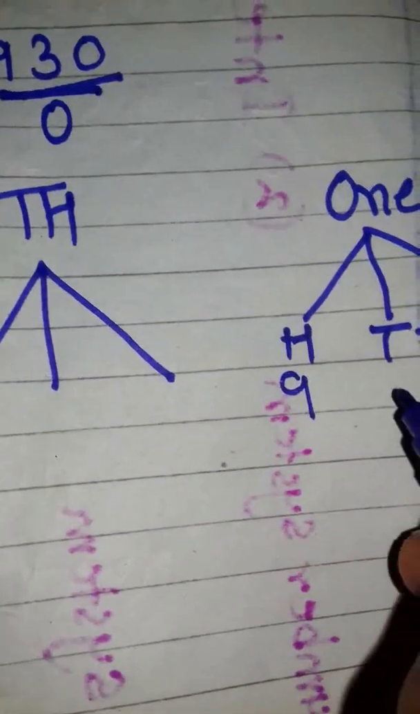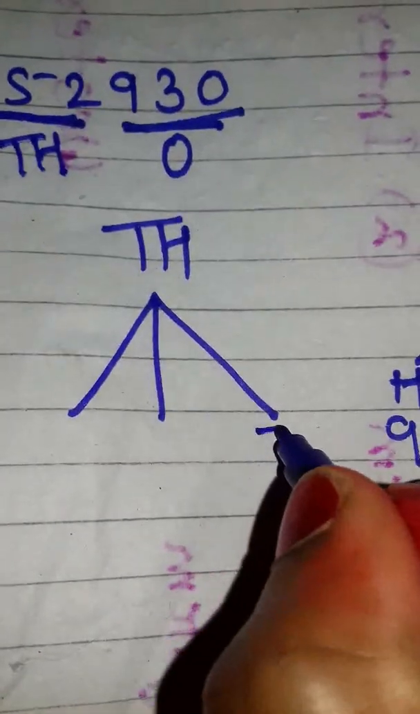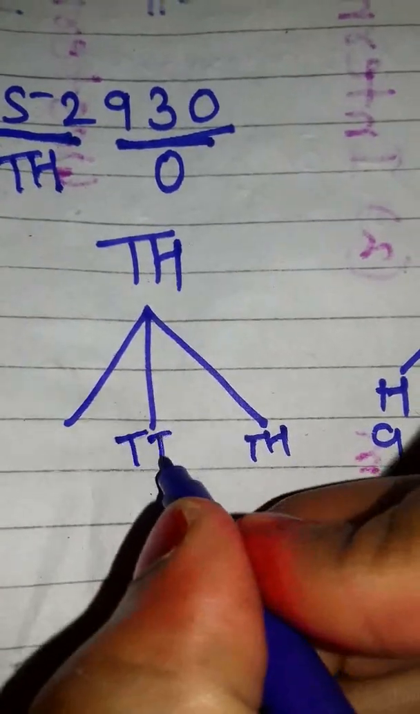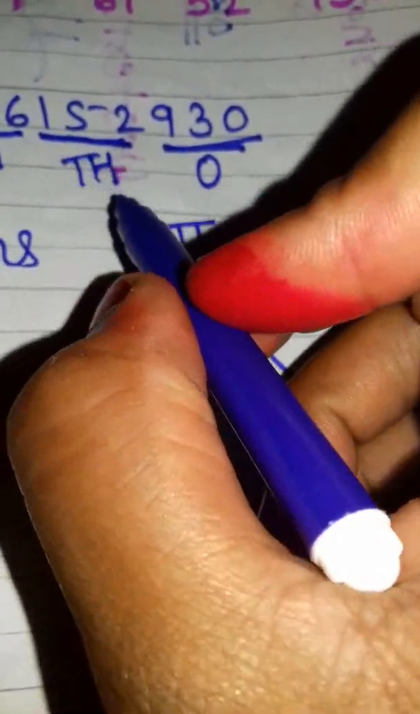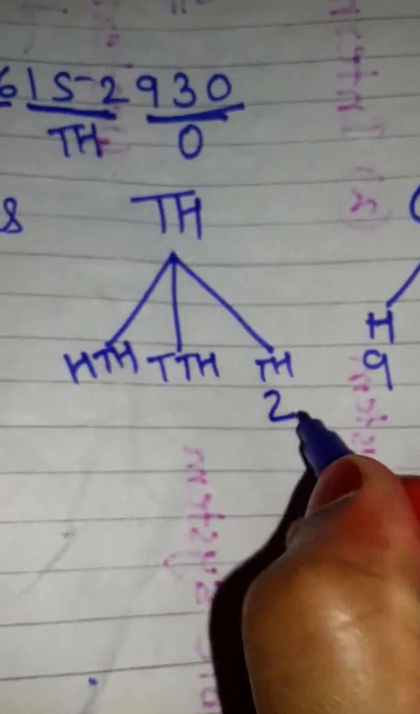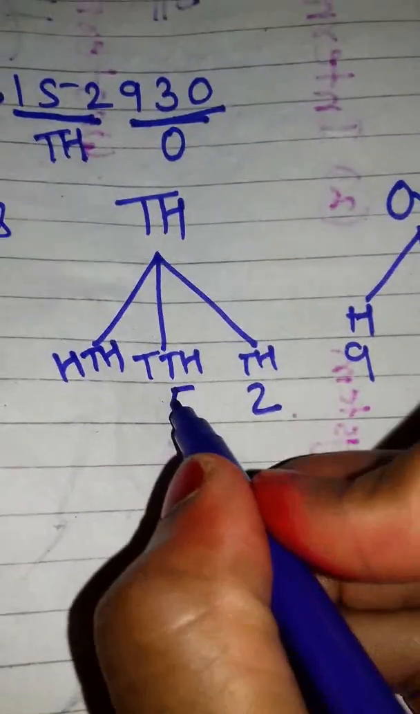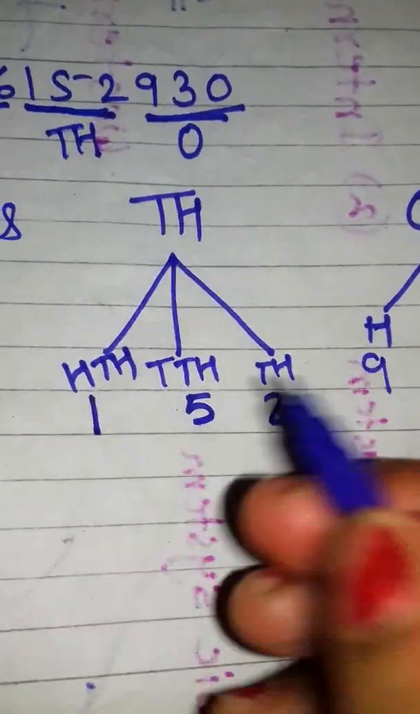Now in ones period the 3 digits are ones, tens, hundreds. At hundreds which digit is there? 9 at hundreds, 3 at tens, 0 at ones. Now in thousands period the first place is thousands, then ten thousands, then hundred thousands. So which 3 digits are in this period? At thousands, 2, at ten thousands, 5 and at hundred thousands, 1.